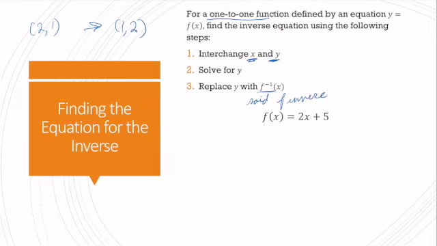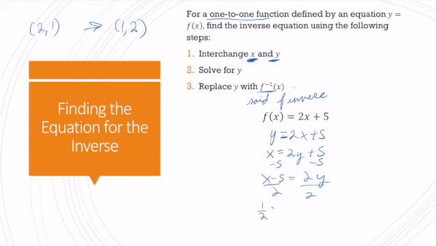So let's go ahead and try this. f of x is 2x plus 5, so y equals 2x plus 5. We're just interchanging f of x for y. And now I need to interchange x and y. So this gives me x equals 2y plus 5. And solve for y. I subtract 5 from both sides. x minus 5 equals 2y. Divide both sides by 2. One half x minus 5 halves equals y. This is my new function. So I can rewrite this as f inverse of x equals one half x minus 5 halves.